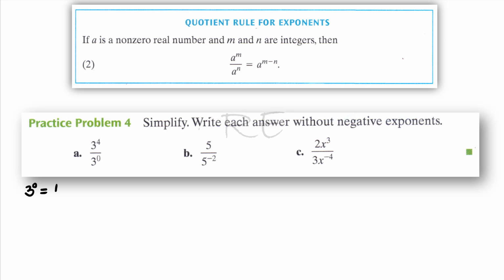3 to the fourth divided by 3 to the 0. 3 to the 0 is 1. Therefore, it's 3 to the fourth over 1. And 3 to the fourth is 3 times 3 times 3, 4 times. It's 81.